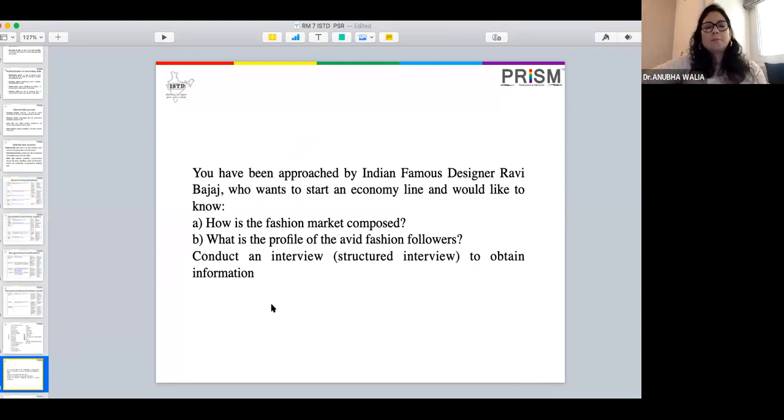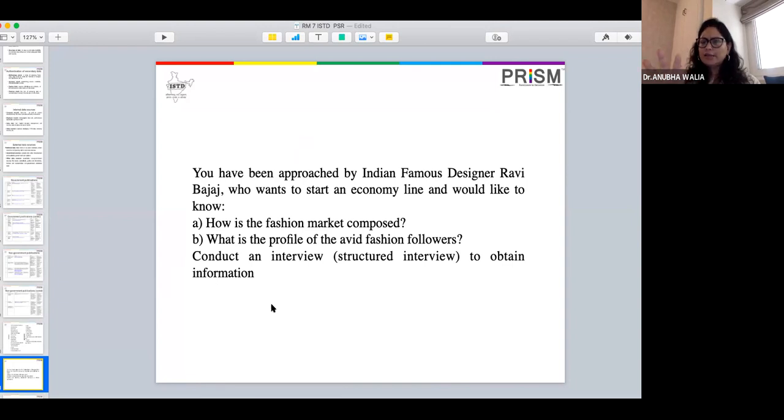So what we'll do right now is we'll figure it out. I'm just going to put you guys into a breakout room and you're going to come up with an answer. So let's say you've been appointed by an Indian famous designer, Ravi Bajaj, who wants to start an economy line and would like to know how the fashion market is composed and what the profile of the avid fashion followers is.